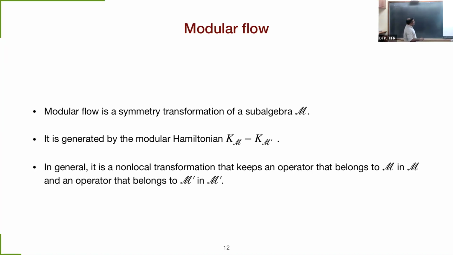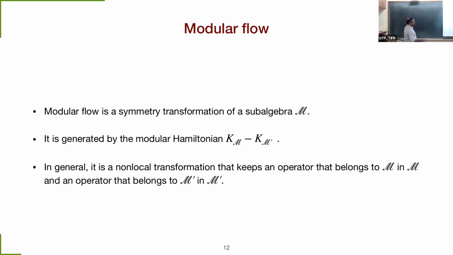Okay. Now, such a transformation can be constructed out of the modular Hamiltonian. If you have the modular Hamiltonian for the algebra M to be Km and the commutant modular Hamiltonian is Km prime, then the full modular Hamiltonian for M and M prime will be Km minus Km prime. Okay, this operator will generate the modular flow.